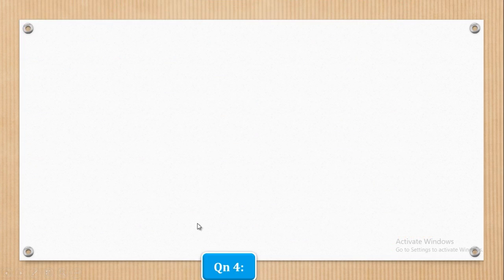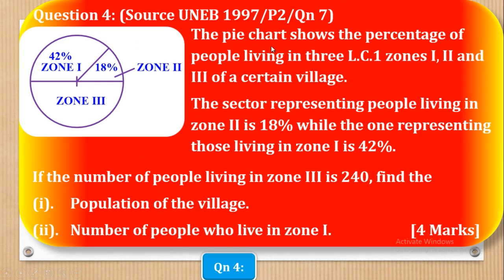Now we shall go to question 4, and question 4 says the pie chart shows the percentage of people living in 3 LC1 zones, that's zone 1, zone 2 and zone 3 of a certain village. The sector representing people living in zone 2 is 18%, while the one representing those living in zone 1 is 42%. If the number of people living in zone 3 is 240, find Roman 1 the population of the village, and Roman 2 the number of people who live in zone 1.